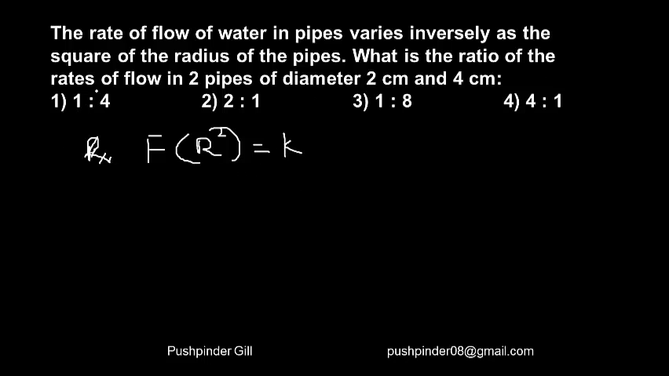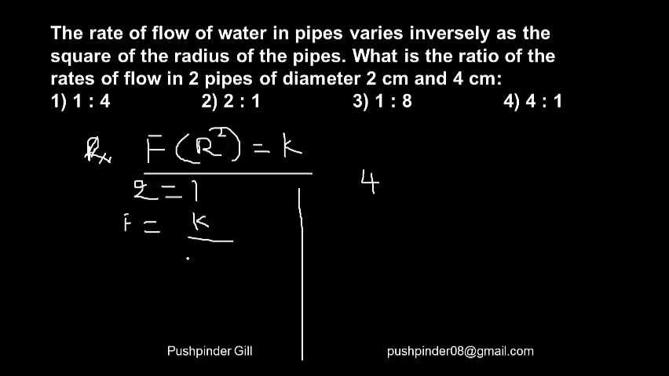What is the ratio of the rate of flow in two pipes of diameter 2 centimeter and diameter 4 centimeter? Now there are two pipes, the one with diameter 2 centimeter, the one with diameter 4 centimeter. So now always the product is going to remain constant, it's going to remain K always. So the flow over here is K upon, if the diameter is 2, the radius is 1 squared, that is 1. Over here the flow, let me call it flow 1, flow 2, is K upon, if diameter is 4, the radius is 2 squared, that is 4.